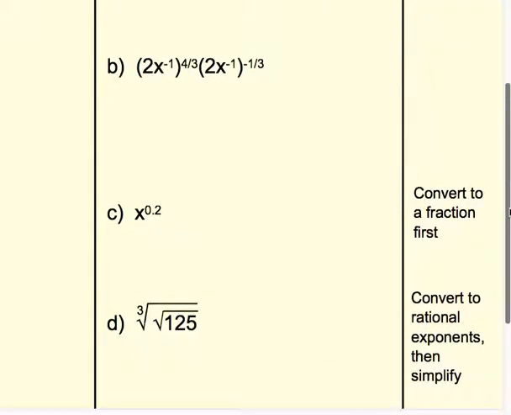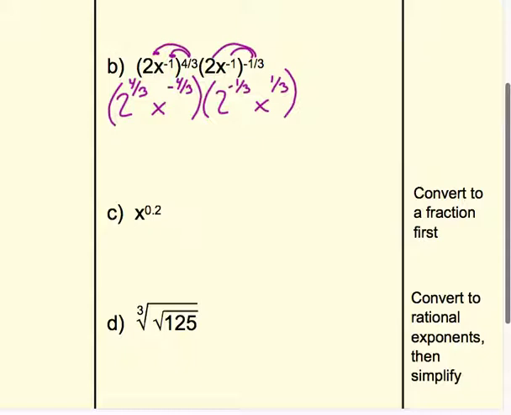For part B, we need to use our power of a power rule first. So I'm going to distribute this exponent, and I have 2 to the 4/3 times x to the negative 4/3. Distributing again over here, I have 2 to the negative 1/3 times x to the positive 1/3. Remember, our power of a power rule is we multiply those exponents.